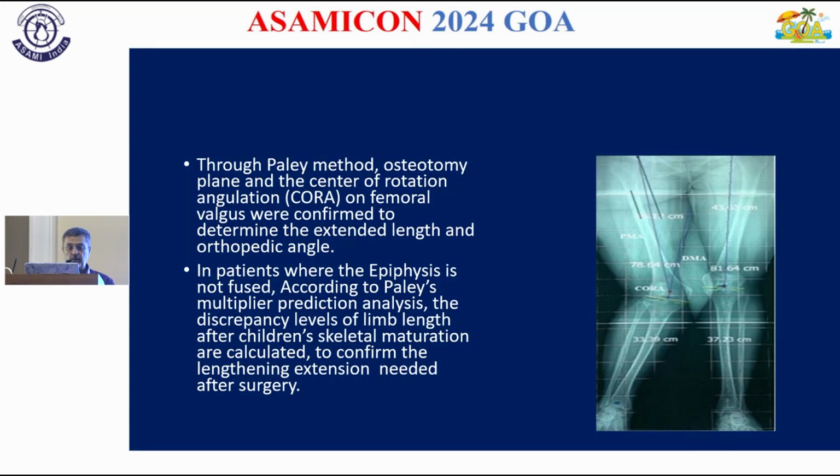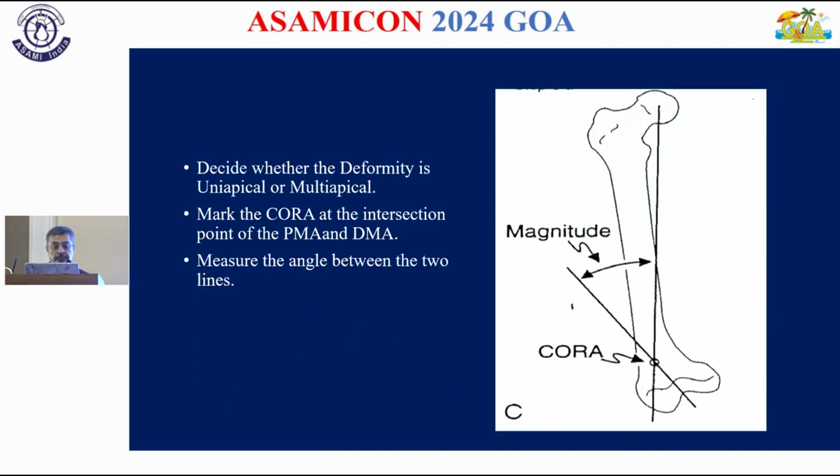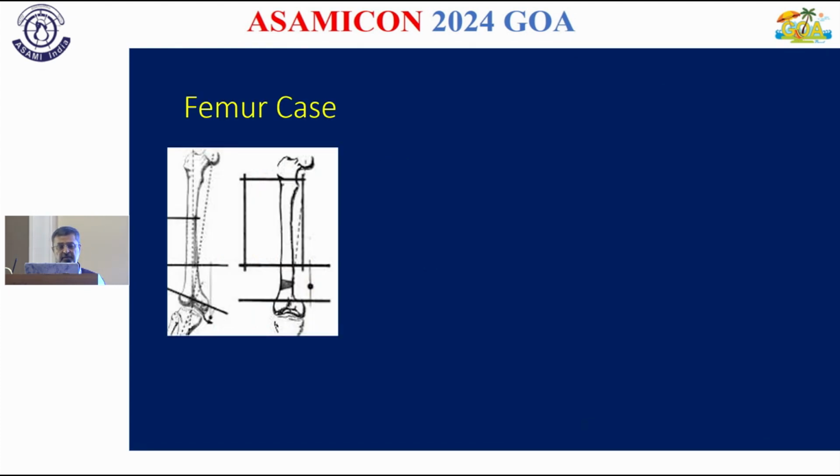So through the Paley method, the osteotomy plane and the CORA of the femoral valgus are confirmed. In patients where the epiphysis is not fused, according to Paley's multiplier method, you have to add on the maturity difference in the limb length so that you don't end up with a limb length discrepancy. So decide where the deformity is, decide whether the deformity is uniapical or multiapical, mark the CORA and measure the angle between the two lines.